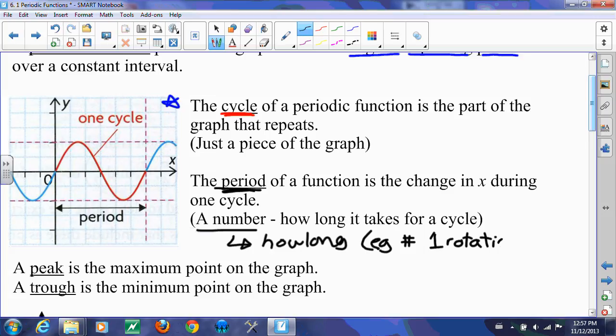Okay. Sometimes you're going to say how long. It's going to be a measure of time. Sometimes it's going to be a measure of degrees, because we're going to be working with sinusoidal functions coming up. So we'll be working with degrees as well.